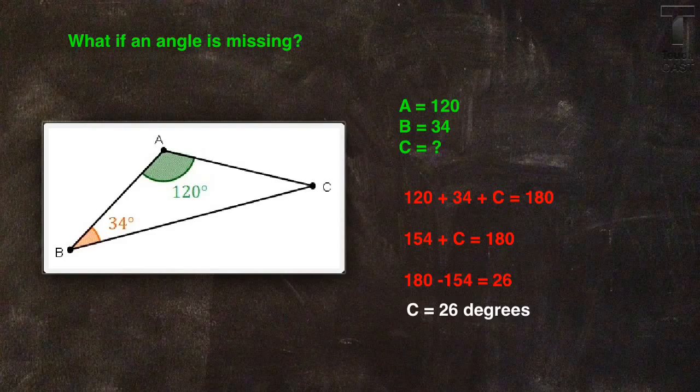So what do we do if an angle is missing? Well, let's look at this picture below. So we know angle A equals 120 degrees, and we know angle B equals 34 degrees. So I know that 120 plus 34 plus angle C is going to give me 180 degrees. Now if I add 120 plus 34, I get 154, plus that angle C equals 180 degrees. To find angle C, I'll just do 180 minus 154, and I get angle C to equal 26 degrees.